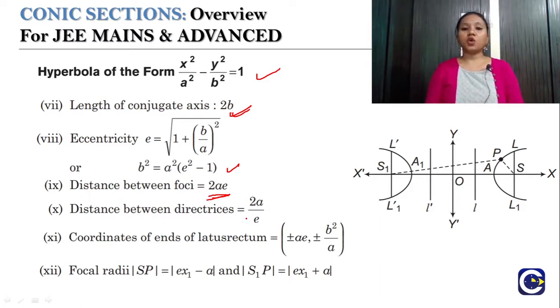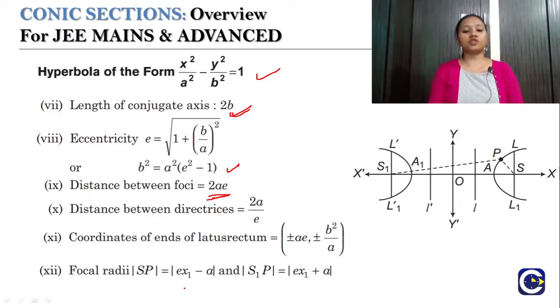Now, as we have seen in our previous slide, the length of the latus rectum, we can even have the coordinates of the ends of this latus rectum, which are given here as plus or minus ae comma plus or minus b square by a. These are the coordinates of the ends of my latus rectum. One will be on one side and the other on the other side of the axis.